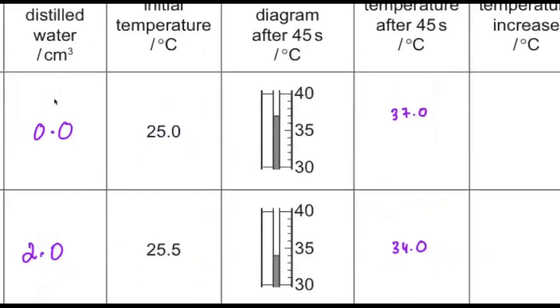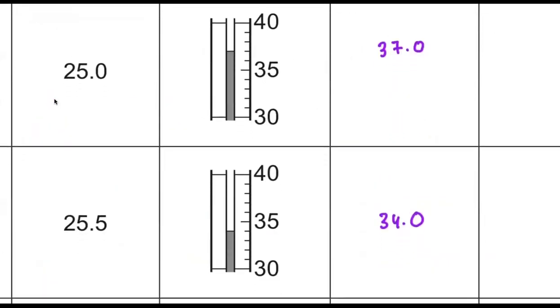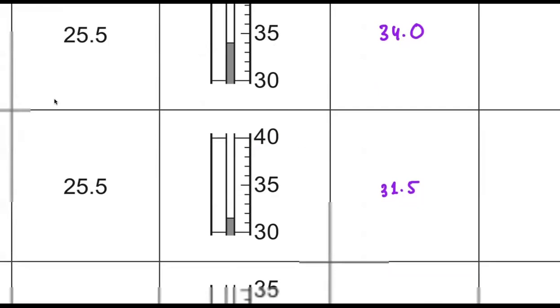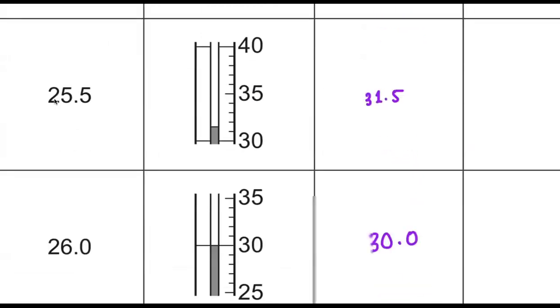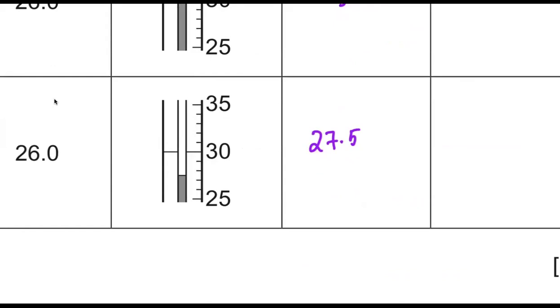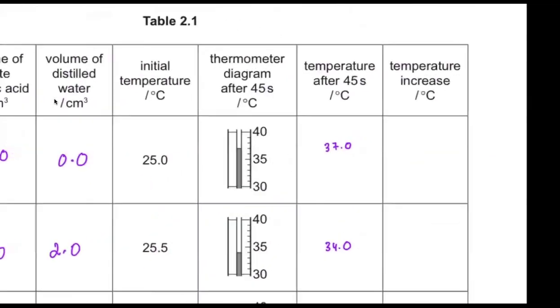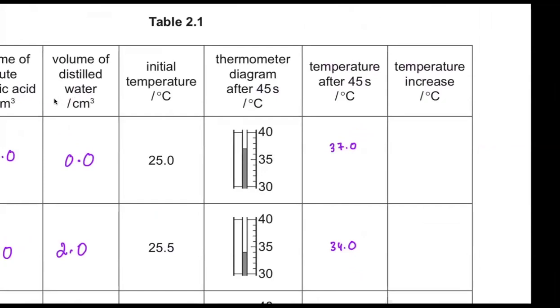Yes. So if you see, first one is 37, second one is 34, third one is 31.5, fourth one is 30, fifth one is 27.5, right? Now, the temperature increase can be found by subtracting the initial temperature from the temperature after 45 seconds. So it is going to be 37 minus 25, so it is 12.0. Yeah, the first one is 12.0.